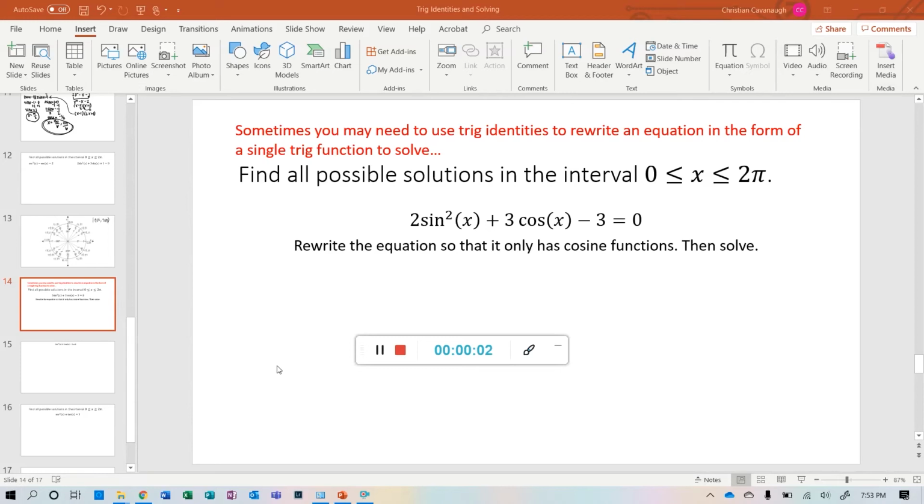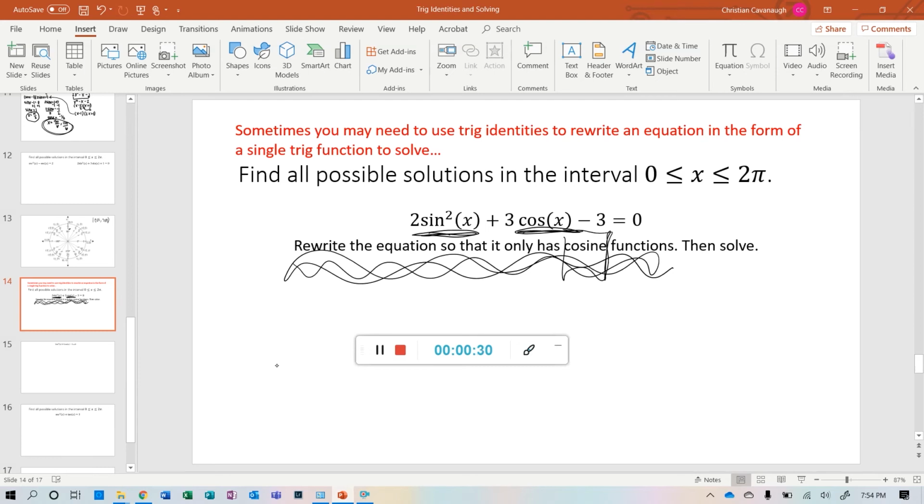Okay, so now is a good time to go ahead and pause again and look at what we have written at the top of the screen. The big thing that I want you to notice here is that we have sine squared x, but then we have cosine x. So we can't really do anything with factoring with those two since we don't have the same trig function. So what we have to do is rewrite the equation so that it only has cosine functions. It's not always going to tell you which one you need to rewrite it in the form of and stuff like that. Basically, there's not much you can do to change this cosine into sine.